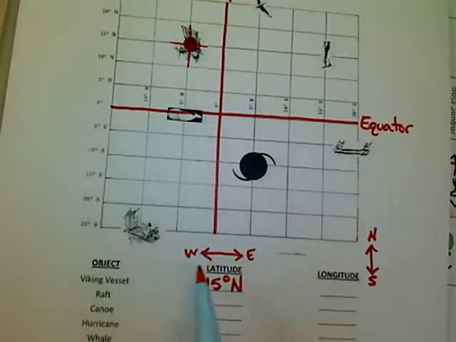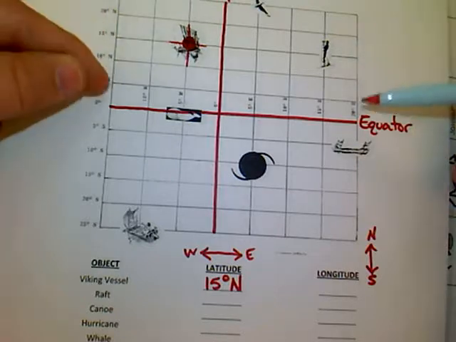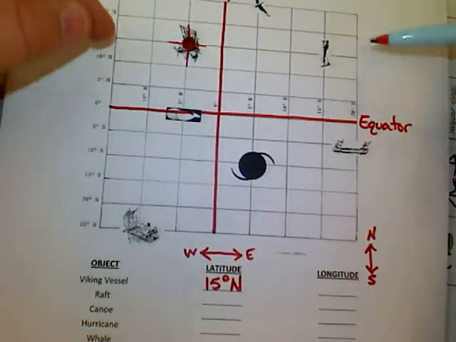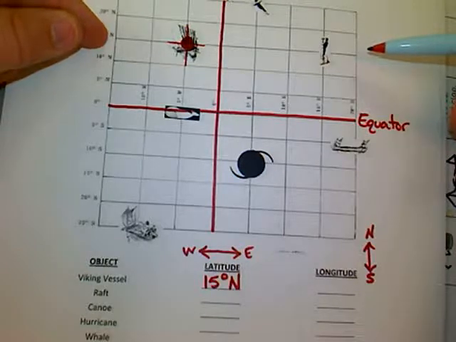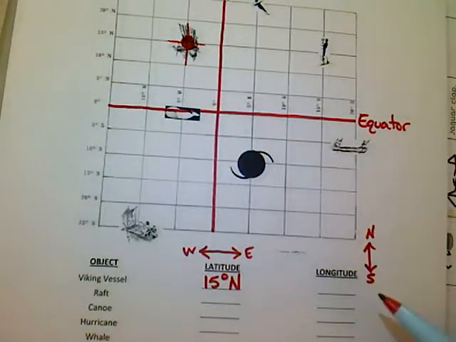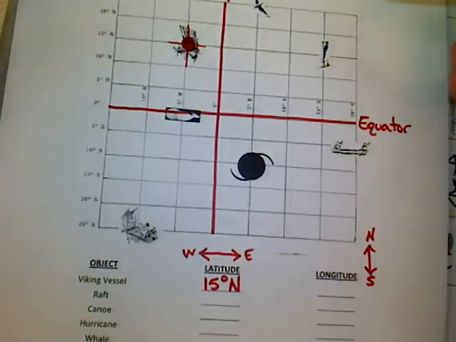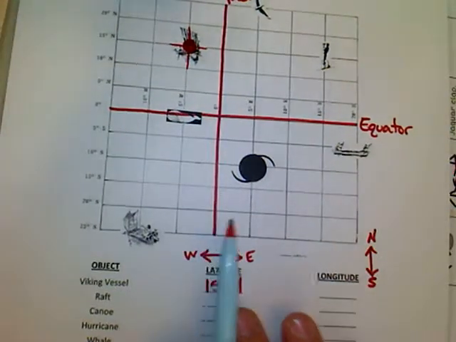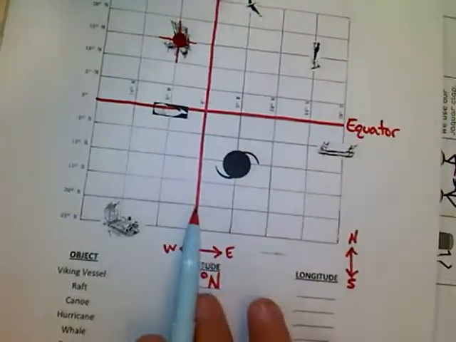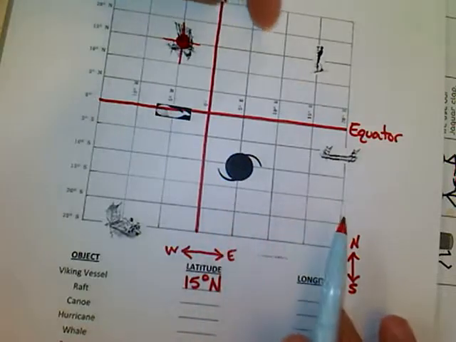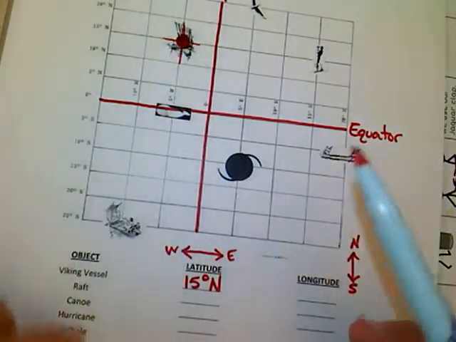And I know latitude runs from west to east, but we're actually talking about these bands. What band, what line of latitude does the Viking vessel fall on? Okay? Now the longitude. We did all of these lines going up. Now we're looking at the lines that run from east to the west. Okay, so we're looking at those vertical lines going, okay?